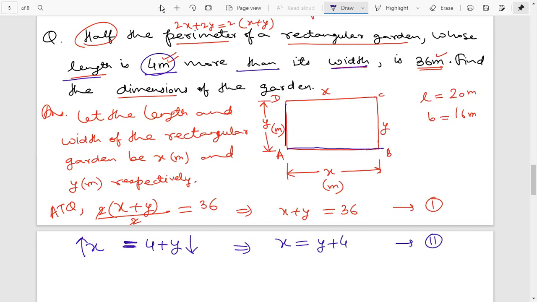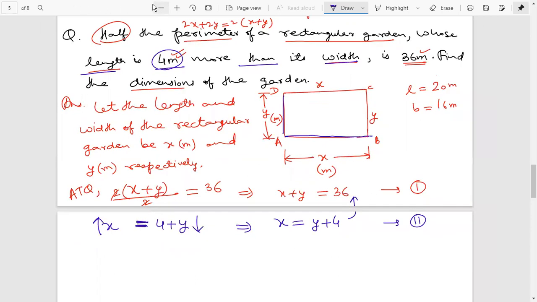Already we have it given; we can simply use the substitution method, because x equals y plus 4, we can put here in the first equation to get the final answer.